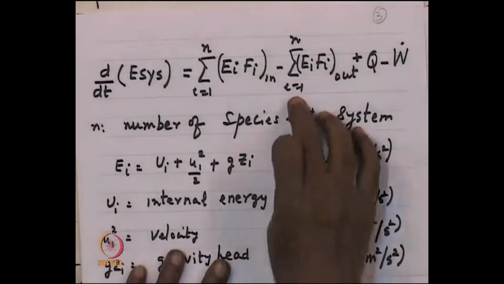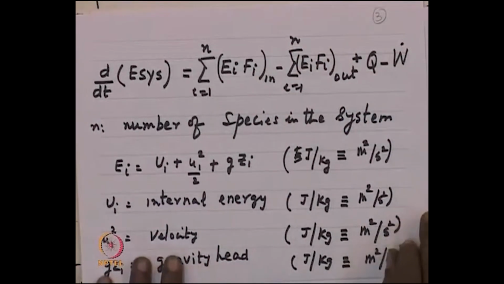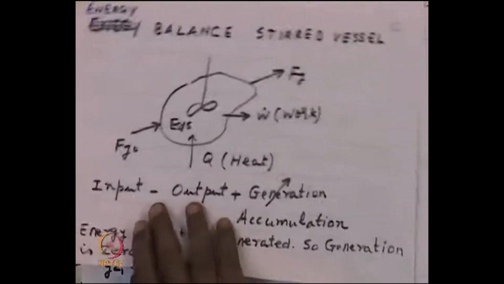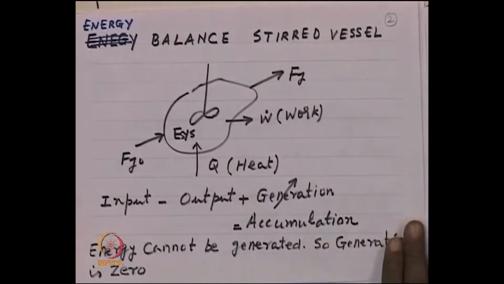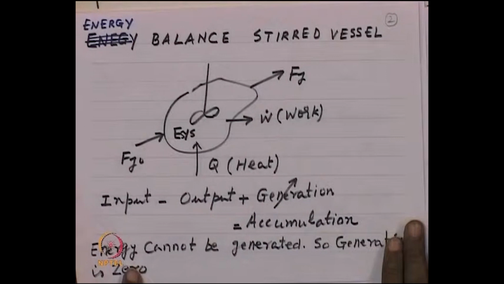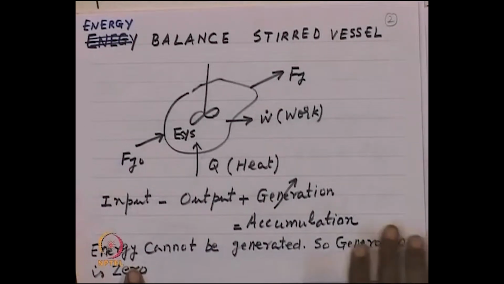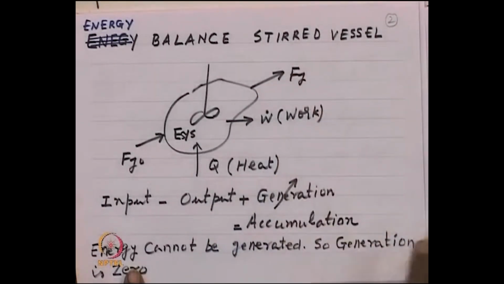Similarly, summation i equal to 1 to n of E_i F_i out represents the energy that is going out with all this material. So, E_i F_i summation means you are looking at the total amount of energy that is associated with all the components that are going out.